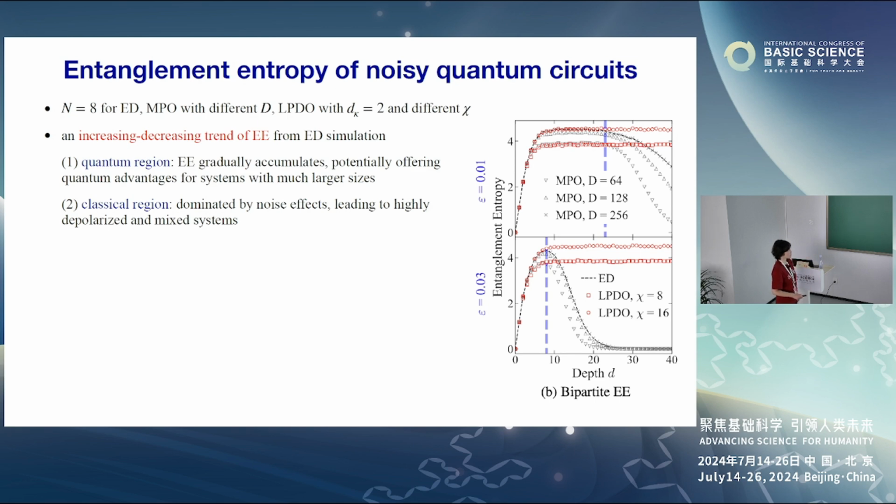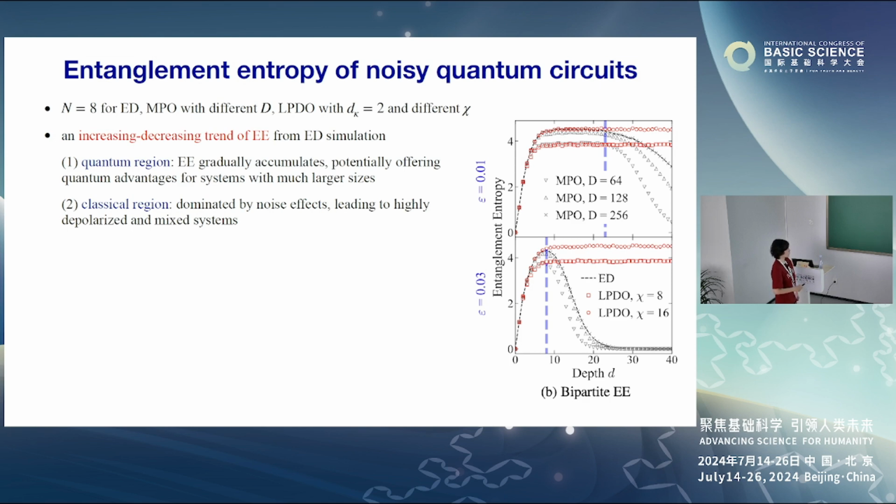Trends. And if you use the ordinary matrix product operator method, so for the LPDO, we found a different structure. The entanglement entropy will first increase, so this part is similar to the MPO. However, when it surpasses this critical point, it will not go down, but will be horizontal. So that's the difference. Basically, we have two regions.